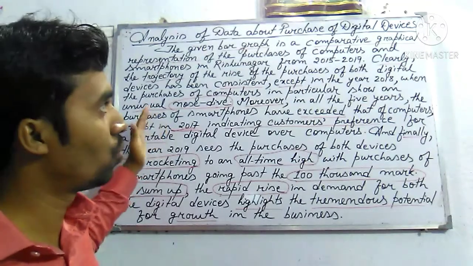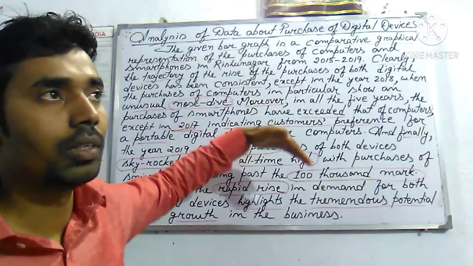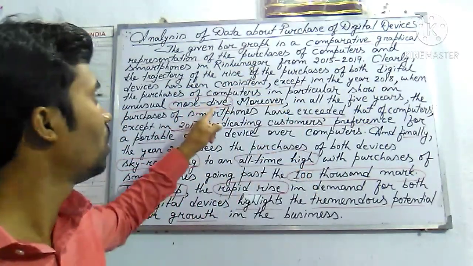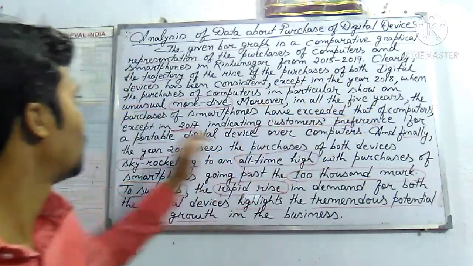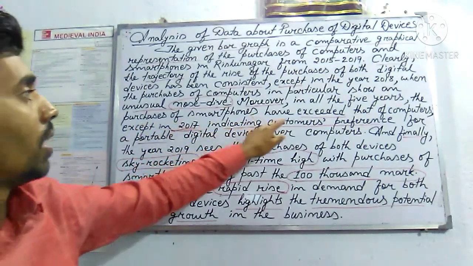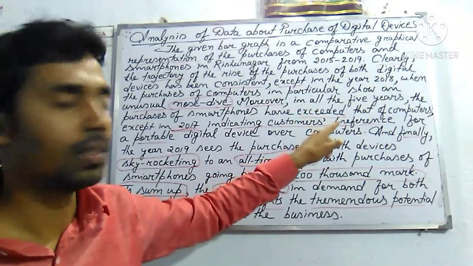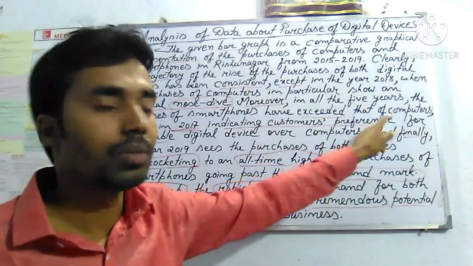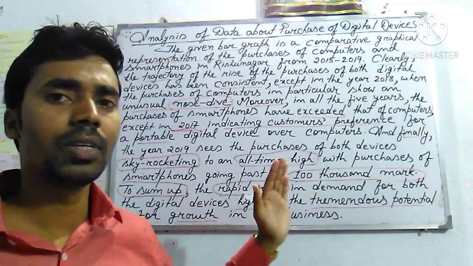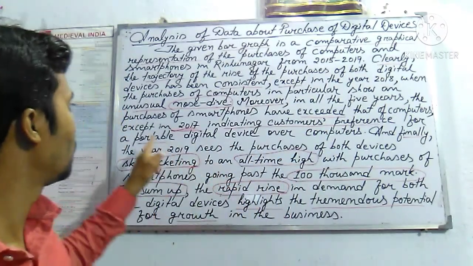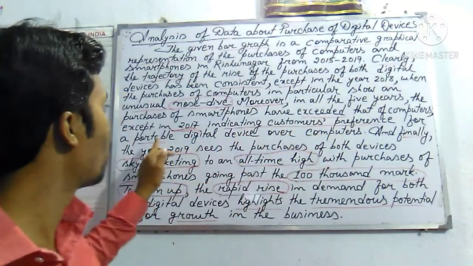Why is it unusual? Because so far in the first 3 years it was growing upwards consistently, and the fourth year it got less. So we are saying unusual nosedive. Moreover, again a linking word, in all the 5 years the purchases of smartphones have exceeded. All right, technical word. Exceeded means been greater, to be more, exceeded that of computers. Means the purchases of smartphones have been more than the purchase of computers in all the 5 years except one, right? Which is that year? Except in 2017. So indicating customers' preference for a portable digital device.